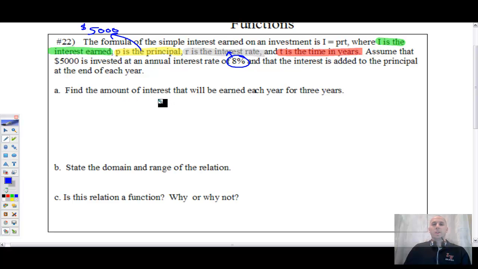So we take this formula, I equals PRT. I is the interest earned. We don't know what that is for this problem. The principal is $5,000. Interest rate is 8%. As a decimal, it's 0.08. Time. Seems like a trick question, but it's not. How much time is there in the first year? 1 year.